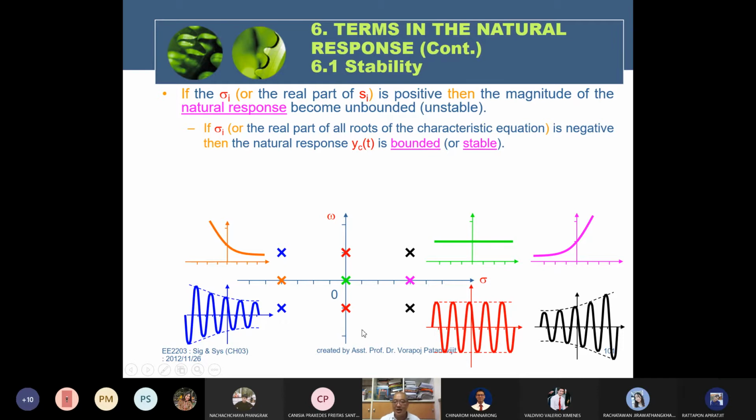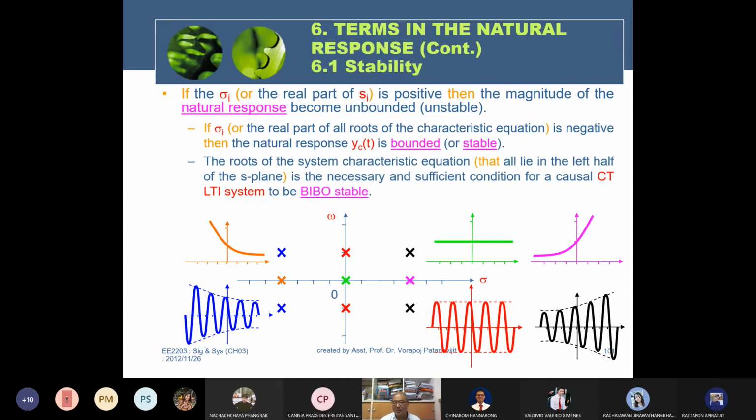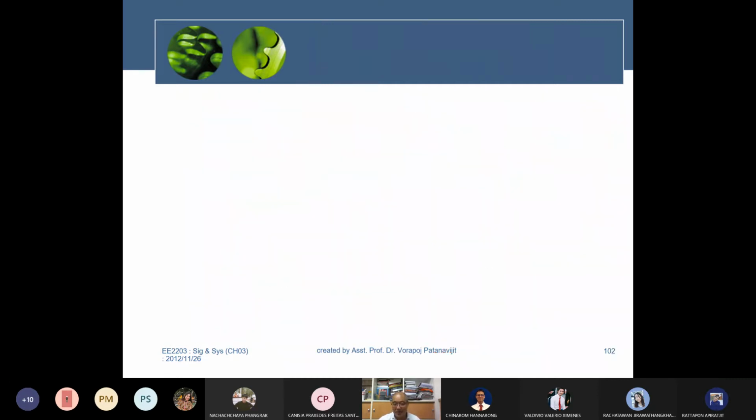For the summary, if the real part of every root of the characteristic equation is negative, then the natural response yc is stable. Having all roots of the system characteristic equation in the left half plane is the necessary and sufficient condition for a causal CT-LTI system to be BIBO stable.